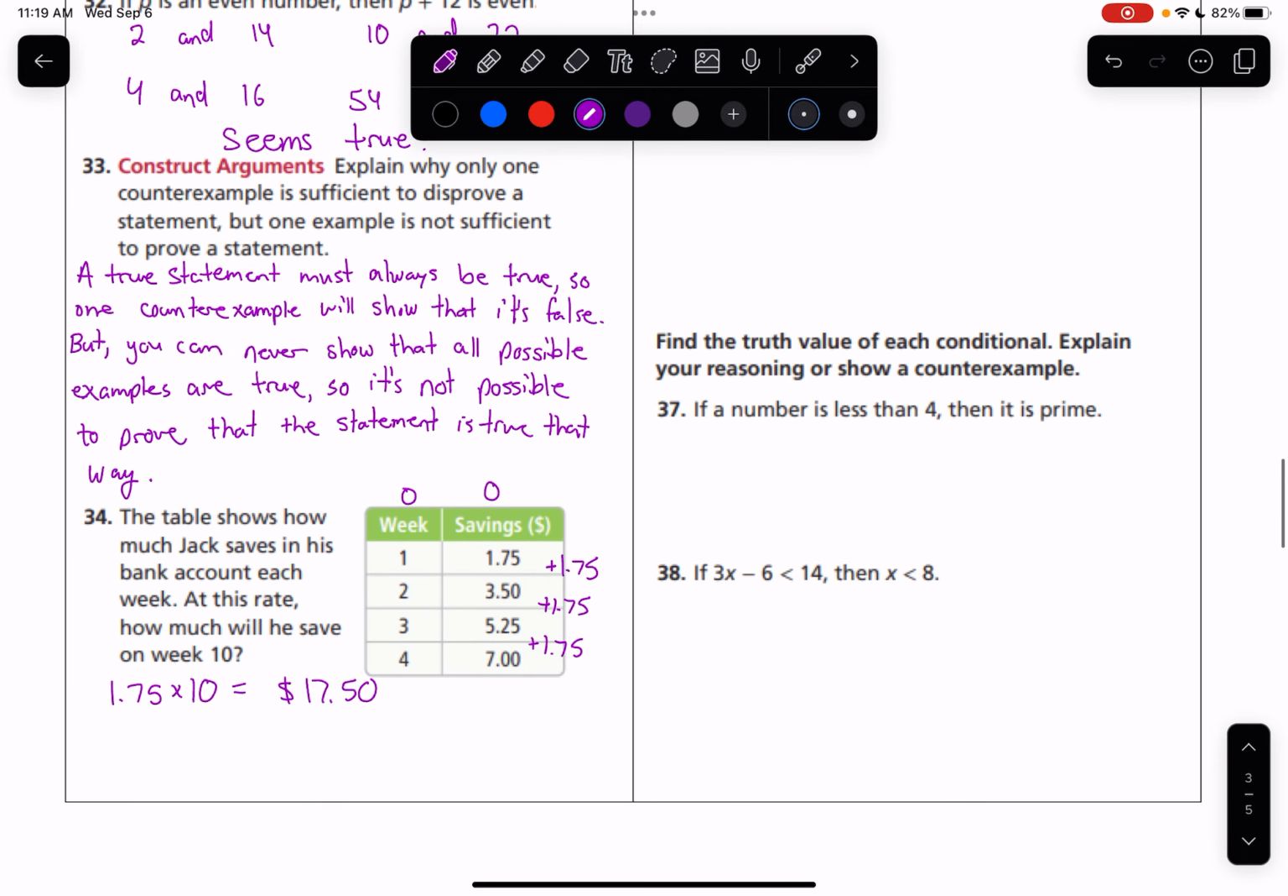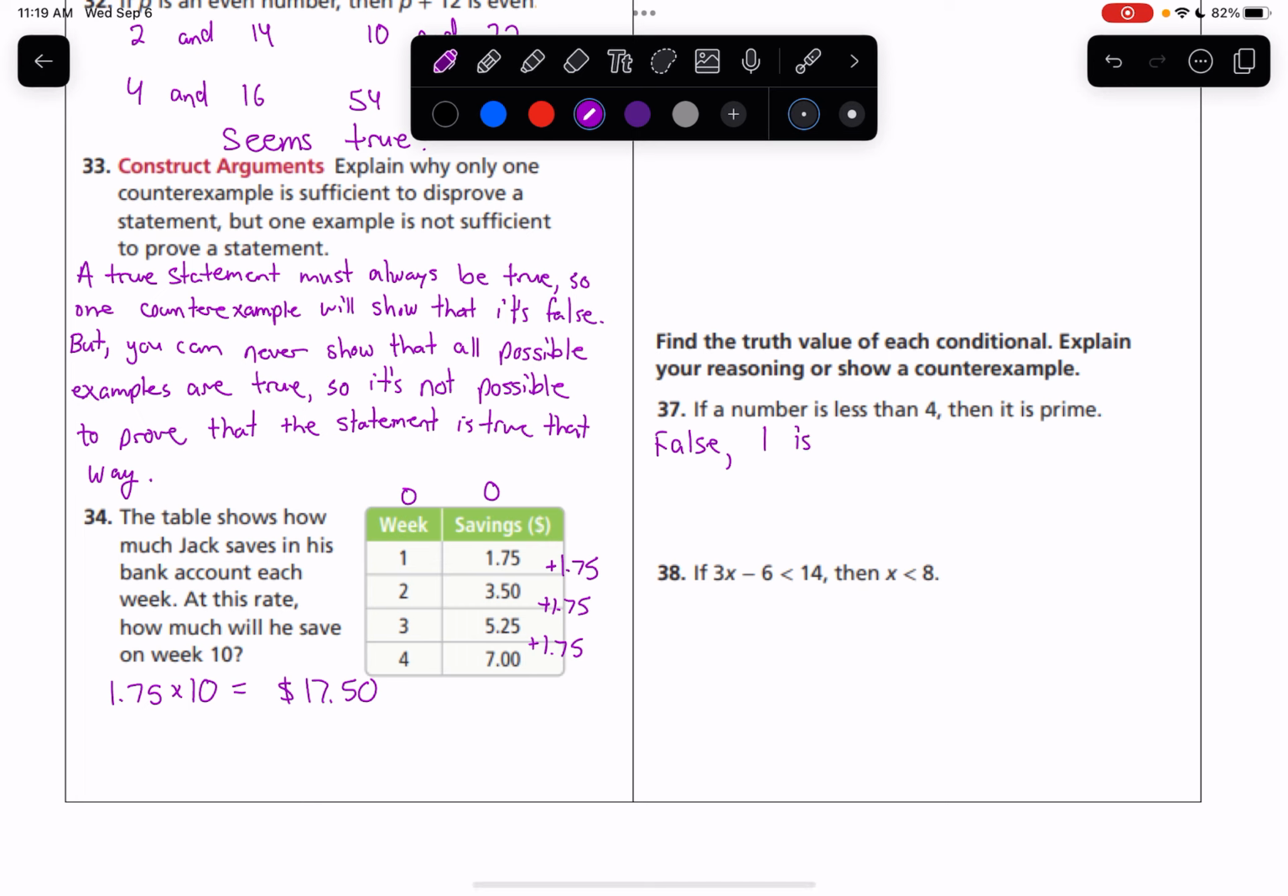Find the truth value of each conditional, explain your reasoning, or show a counterexample. The statement is, if a number is less than 4, then it is prime. To show that it's a counterexample, we would need to find a number less than 4 that is not prime. So we can say false, because 1 is not a prime number.